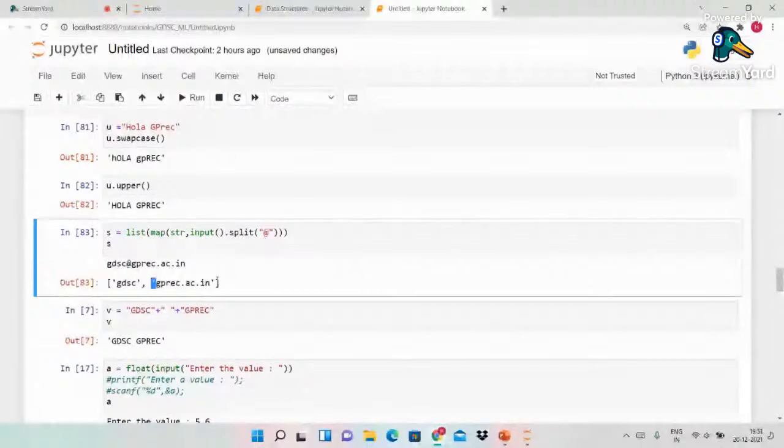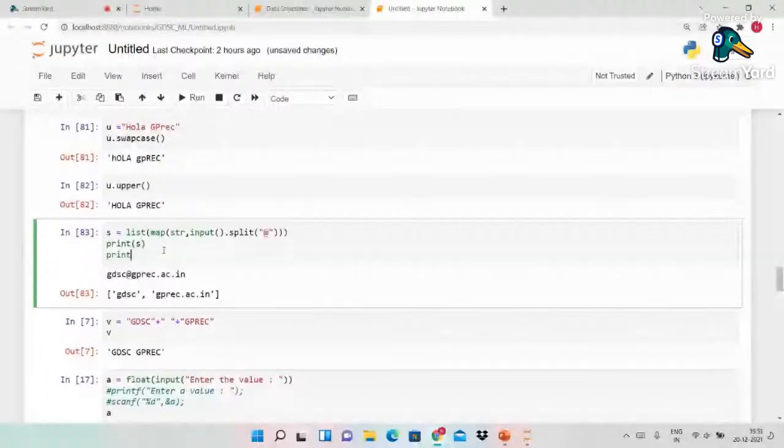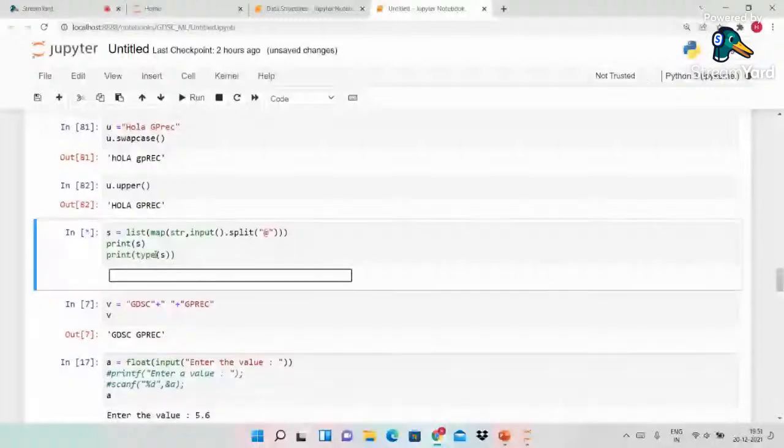Okay, print s, and let us try the type of the list. Yes, print type. First I have to give the input, I forgot. GDSC @ GPREC @ kernel @ AP @ India.